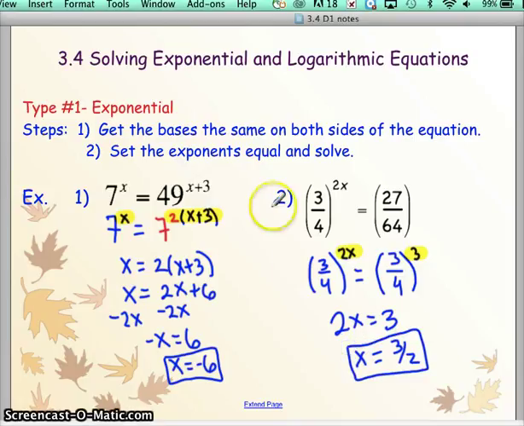Okay, so that kind of problem we were dealing with exponents. We could have swooped them into logarithms, and that would also work. This is just something to try if you think you can easily get the bases equal to one another.